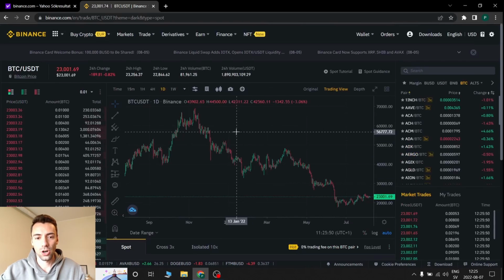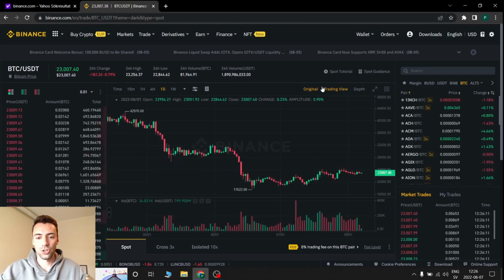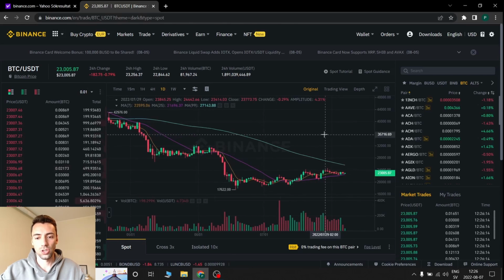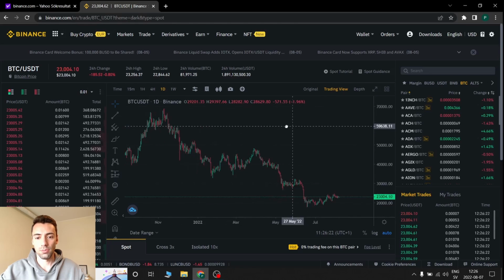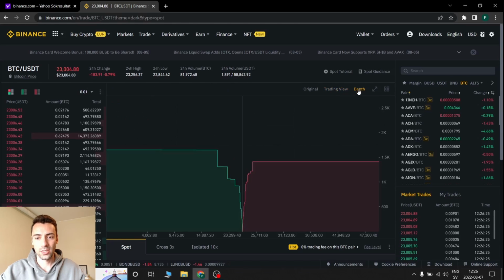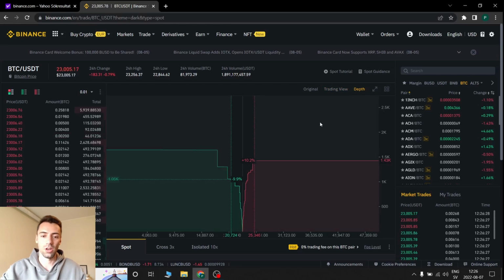So, and here is the chart. Actually, it's exactly the trading view. I will create a separate video for trading view, how you can trade, how you can analyze on trading view, and I'm going to show you the tools. It's exactly like this, but it's a separate website. If you go through the original chart, it shows you the original chart of the Binance itself. This is the chart that Binance offers you for using. This is the chart that belongs to trading view, and this is the depth, which is not useful for us.